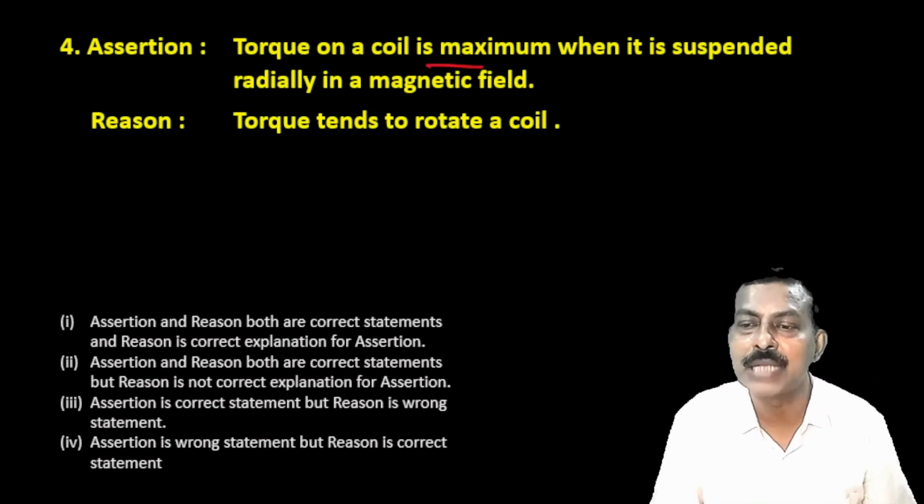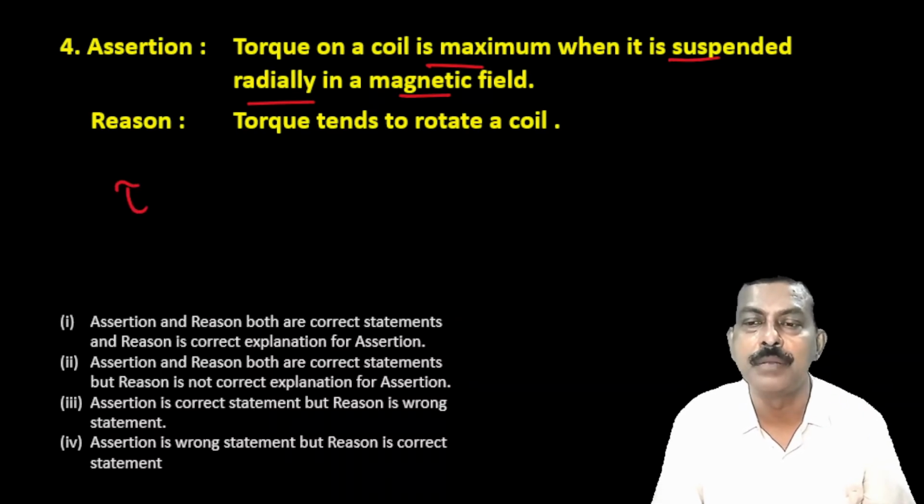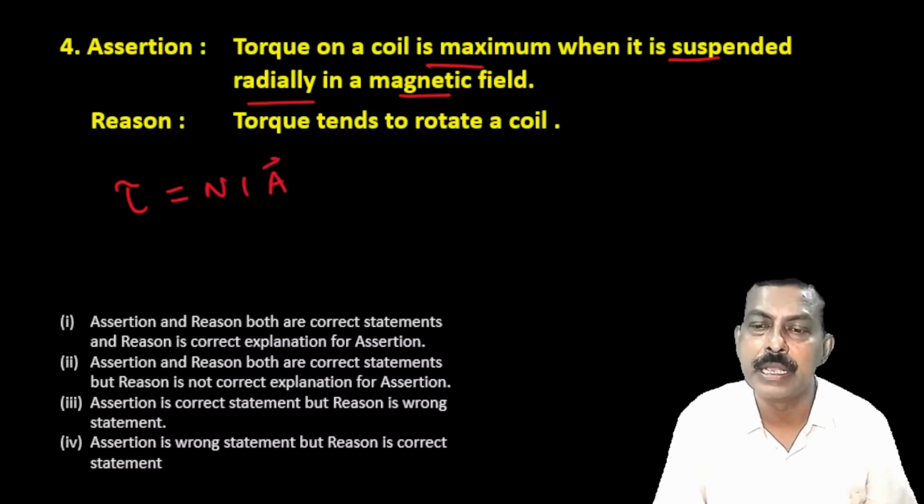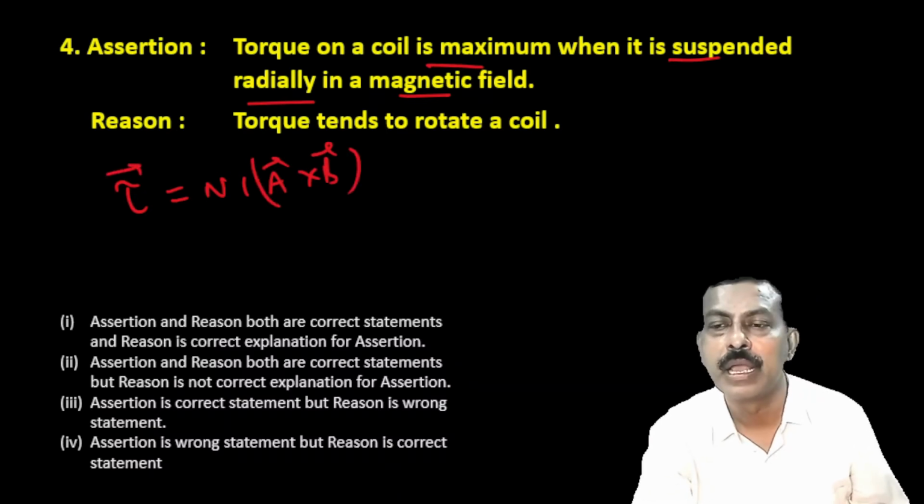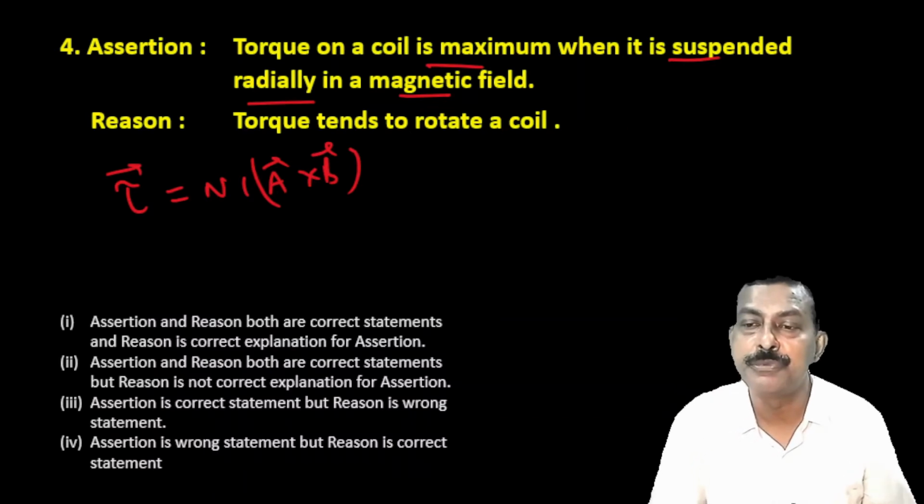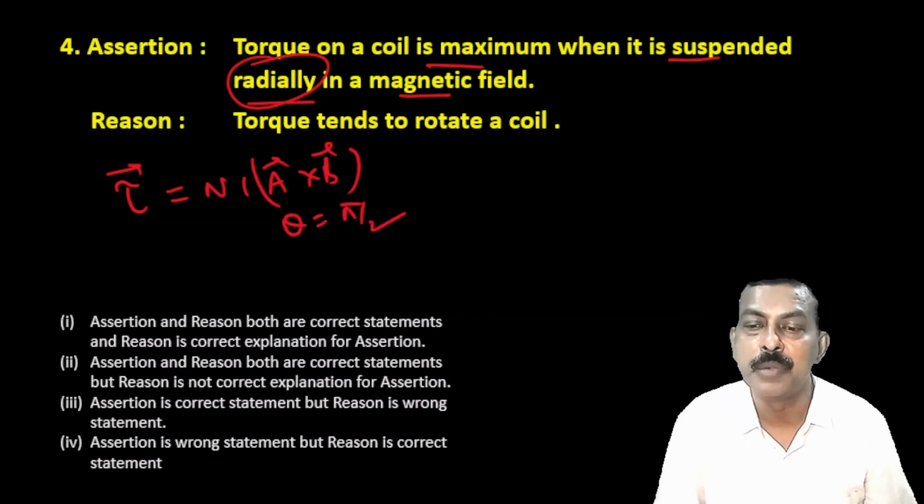Torque on a coil is maximum when it is suspended radially in a magnetic field. Yes, torque, if I take, suppose on a coil, in that case it is how much? It is your N i A cross B. This is the torque there. And here, if the field is acting radially, in that case the angle between the vector area and magnetic field will be 90, and in that case this will be maximum because it is your AB sine 90. So in that case you will get the maximum value. That means it is true.